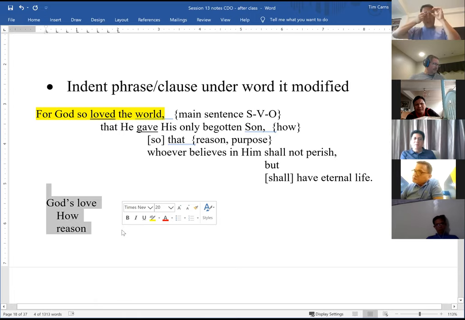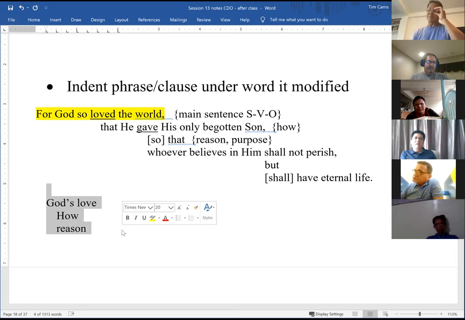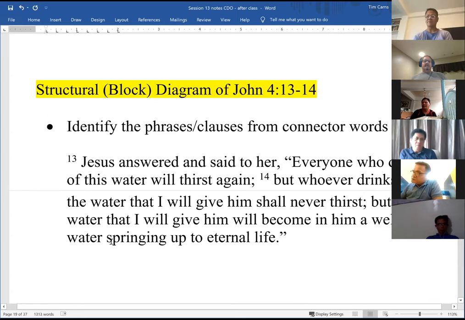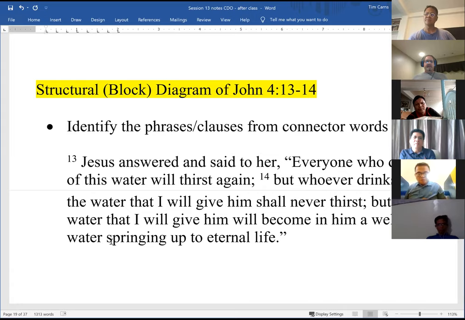That's the idea here. So what I'd like to do is this: let's see how far we can get in the next 10 minutes or so. I'm going to take two verses from John 4. They're the two verses where Jesus talks about this living water. And because it's instructional, I identify this as something I'd like to diagram, to sort of break down this teaching that Jesus is giving. All right, so here's my verse.